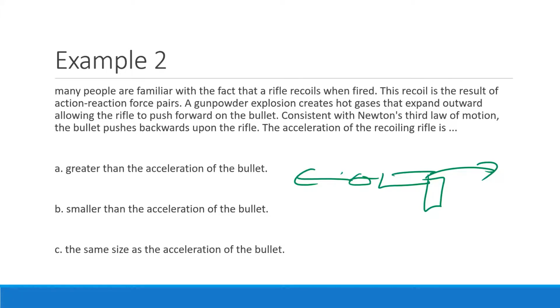The acceleration of the recoiling rifle is, and here is the question, greater than the acceleration of the bullet, smaller than the acceleration of the bullet, or the same size as the acceleration of the bullet. So I'm asking about the acceleration. Is the movement backwards by the gun the less, A, B, or C?